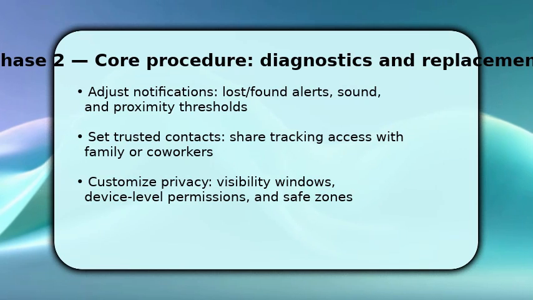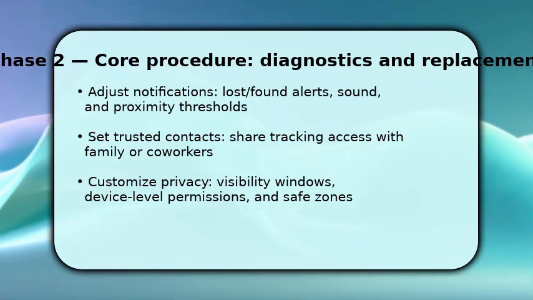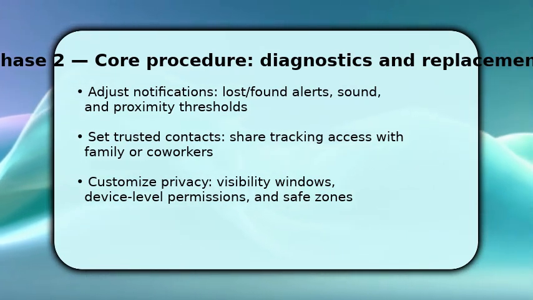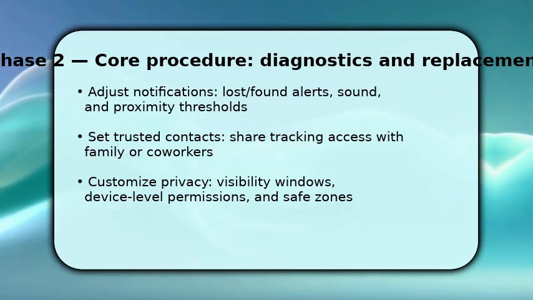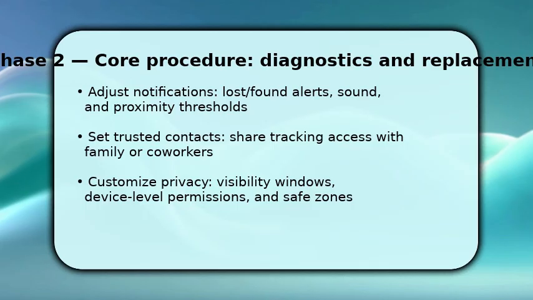Once your item is added, you configure how the app behaves and why those choices matter. You set notification levels so you're alerted when an item leaves a zone, and tweak proximity thresholds to reduce false alarms. This keeps interruptions meaningful.